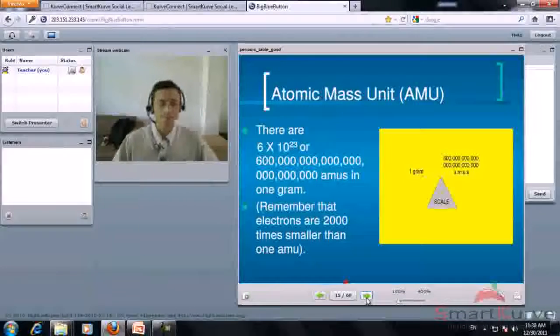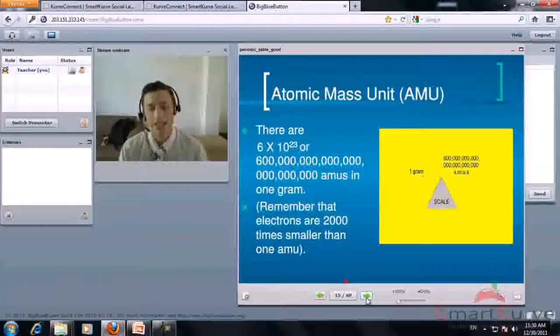All right. There are 6.02 times 10 to the 23rd AMUs in 1 gram. 6 times 10 to the 23rd, or we sometimes say 6.02 times 10 to the 23rd. This is a very important value in chemistry called the mole. It's the relationship between the mass of a proton and 1 gram.